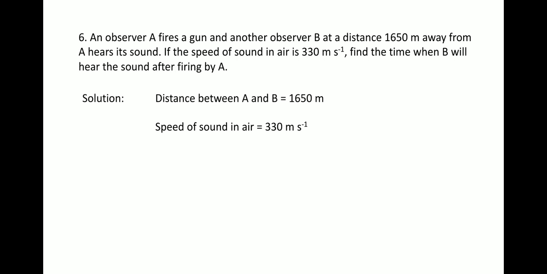Alright. Now the time, as we know, distance is equal to speed into time. Therefore time is equal to distance by speed. Okay. So we can say distance is 1650 divided by 330. So when you divide it, we'll get this is equal to 5 seconds. Okay. So 5 seconds becomes the answer.